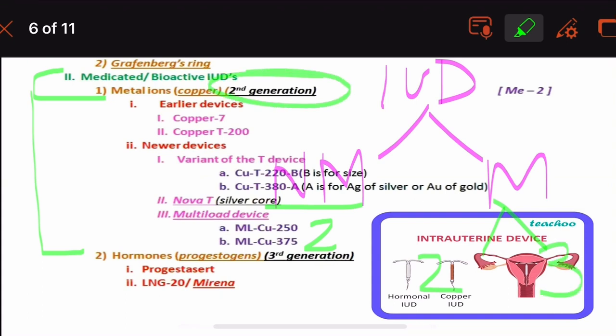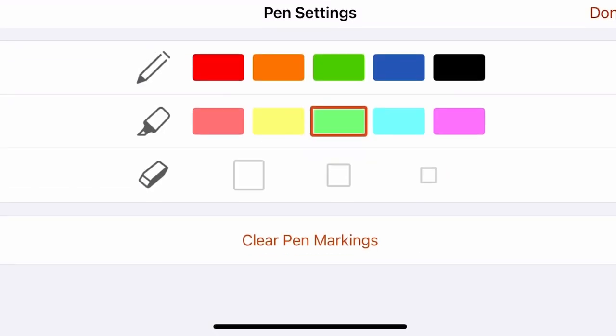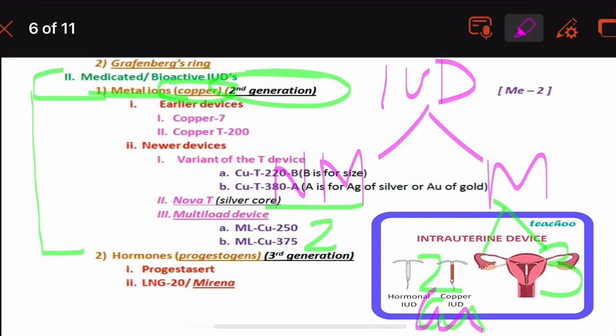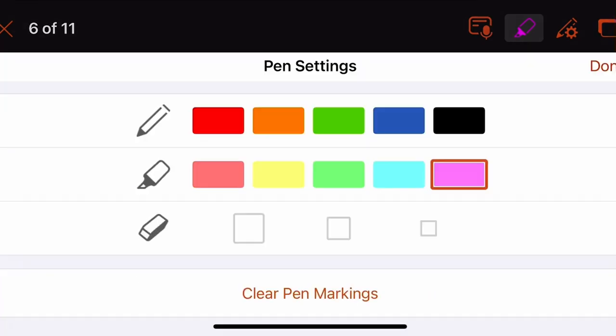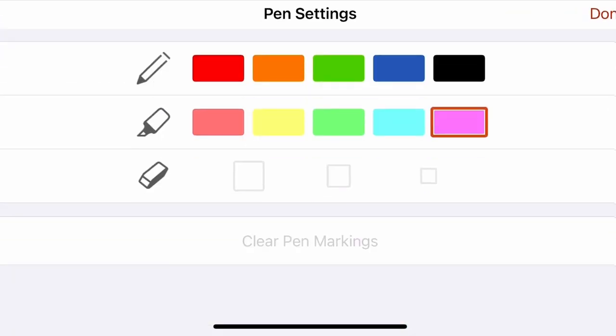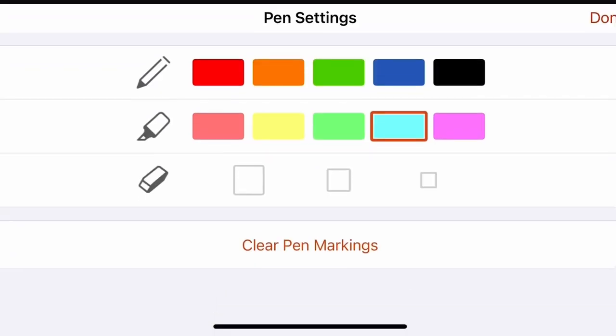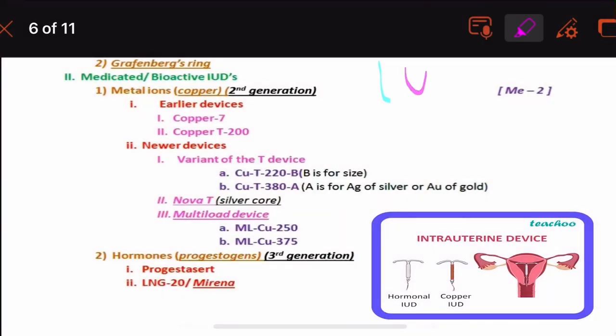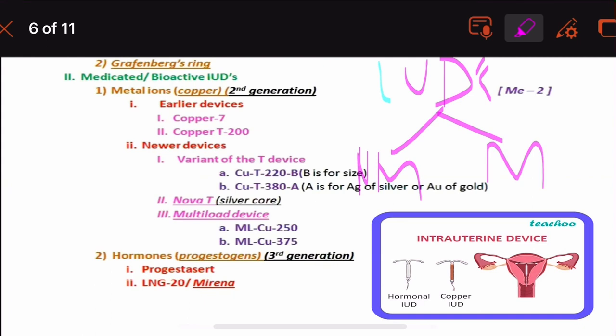Second generation are the metal ions, the copper releasing. And the third generation, we have hormones. Clear, guys? Let us make the classification again. IUDs have two broad classifications, non-medicated and medicated. Under non-medicated, Lippes loop and Grafenberg's ring.